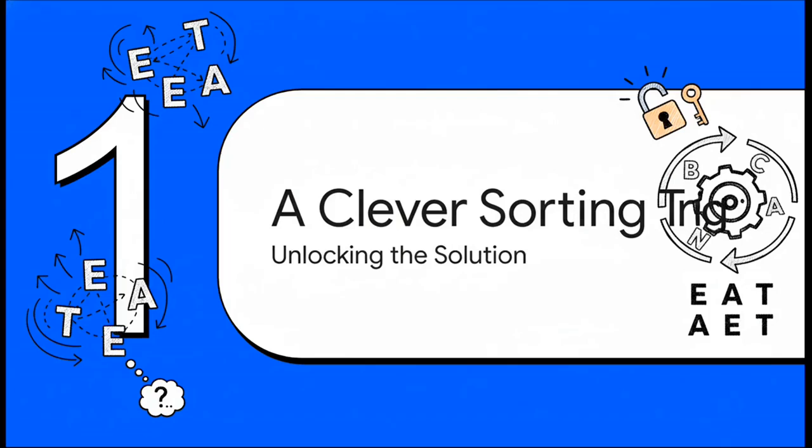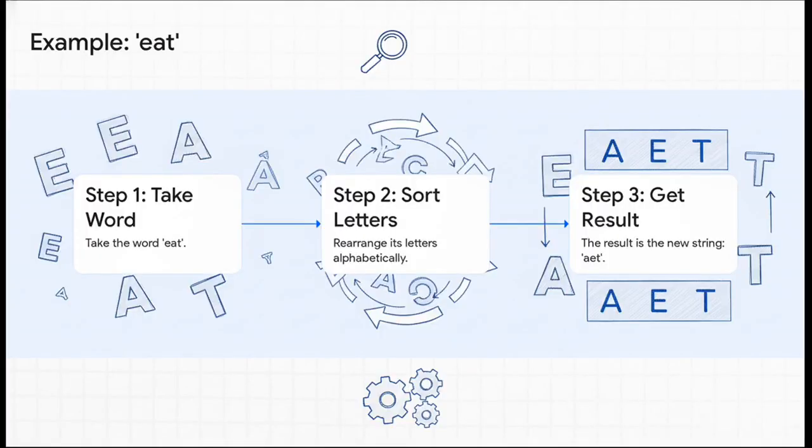So, how in the world do we do that? How do we get a program to understand that eat and tea are basically family? Well, the entire solution hangs on one simple but honestly brilliant insight. It's a little sorting trick that completely unlocks this whole problem. Let's just walk through it together. First, we take the word eat. If we break it down into its letters, E, A, and T, and then just sort those letters alphabetically, we end up with a new string, AET.